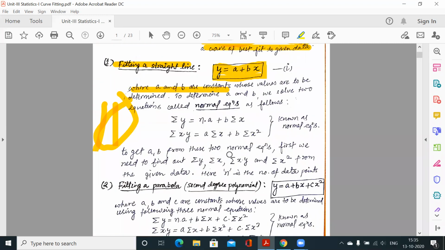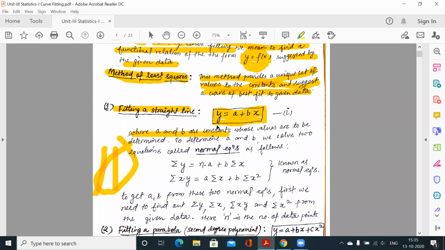So what is the process? This is your question: fit a straight line. And this is your answer actually. Y is equal to a plus bx, where you have to find the values of a and b. Here a and b are constants, whose values are to be determined.